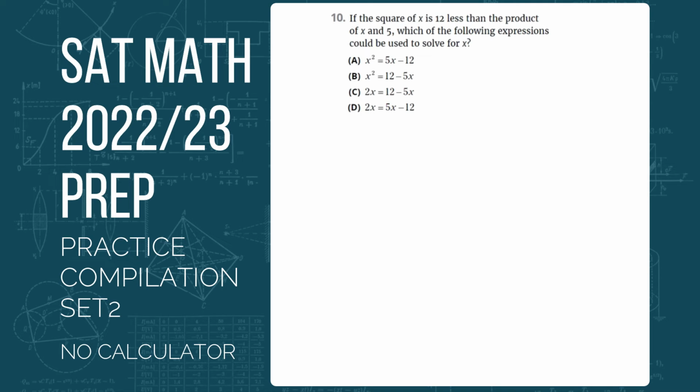The square of x is 12 less than the product of x and 5. Which of the following expressions could be used to solve for x? So we are told that the square of x, which is basically x squared, is equal to 12 less than the product of x and 5. The product of x and 5 is 5x, and 12 less than that. So this is a very easy question. A is your correct answer.